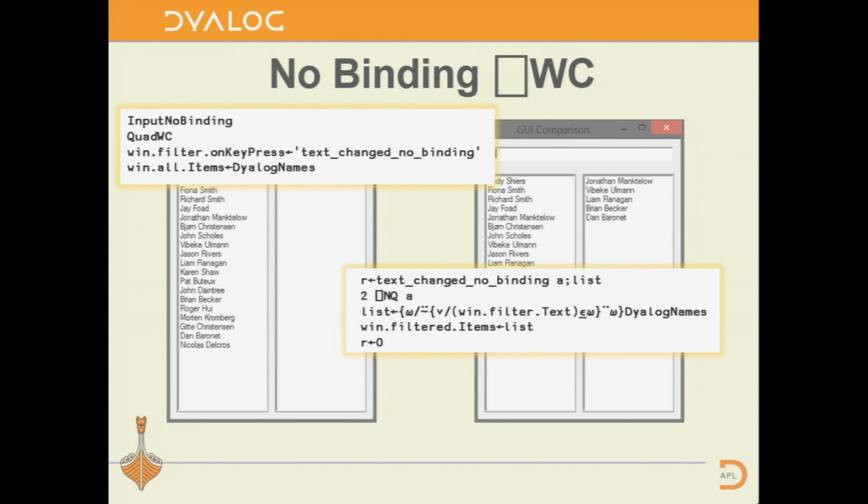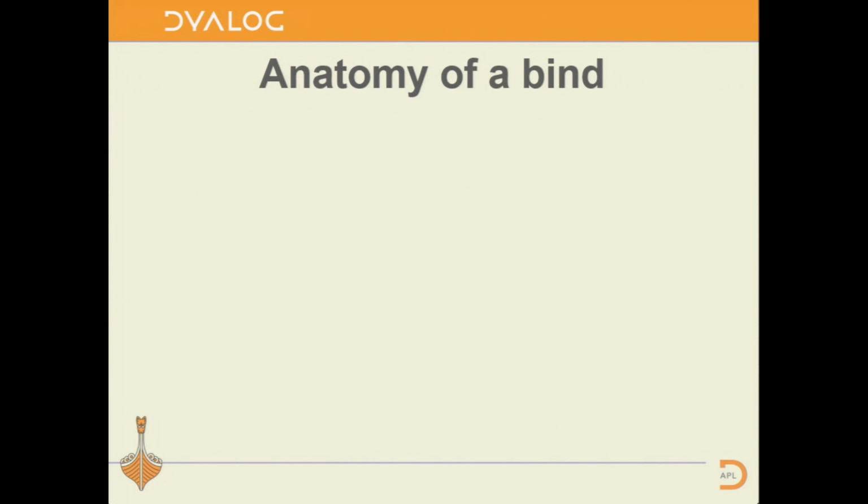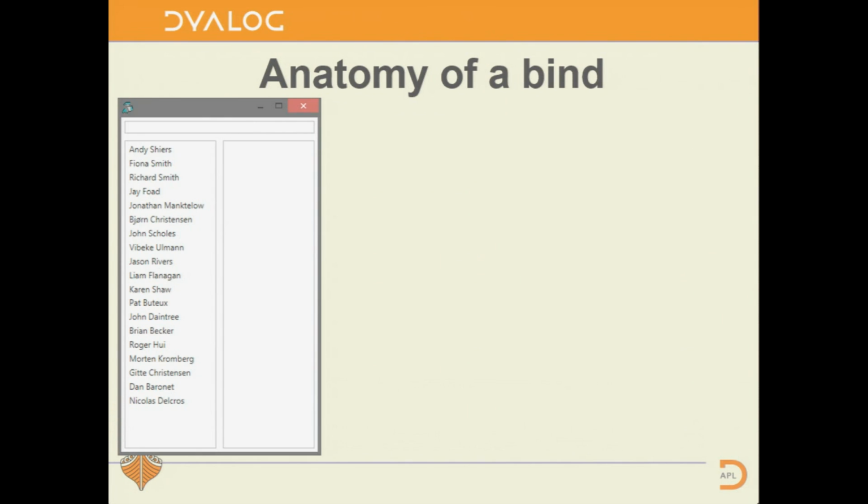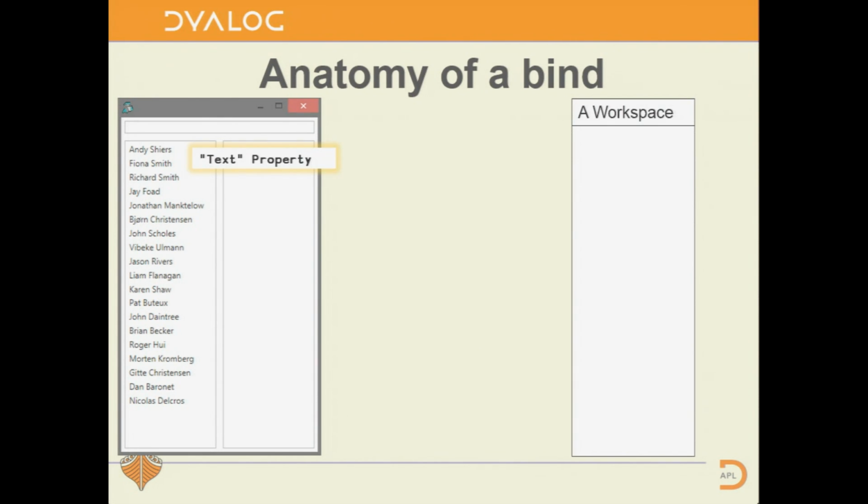If we want to data bind this relationship in WPF, then we can do that, but it's worth going through the anatomy of the thing a little bit first. If we had an edit field that has got a text property, and in our workspace we have a character array, what we need to do is, from our character array, create a data source, and then we can bind our data source to the text property on the edit field.